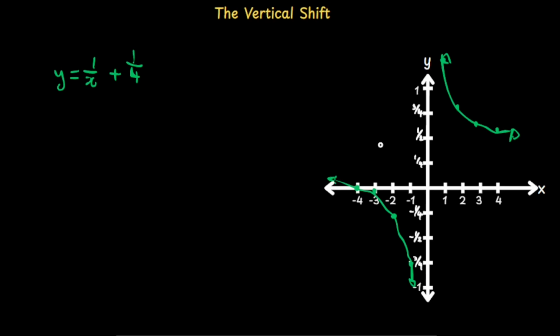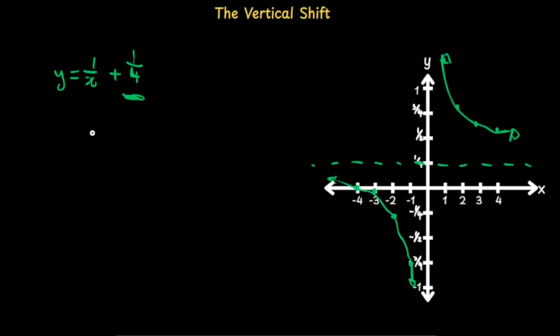Now there's a very important point that I want you guys to take note of. This value over here is actually my horizontal asymptote. So I can go ahead and draw that in. Quite simply, in order for me to induce a vertical shift in this function, because this function has been moved up by a quarter, I would have to shift its asymptote up by 1/4.